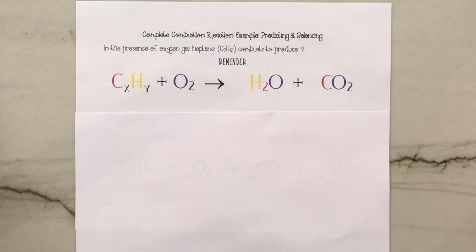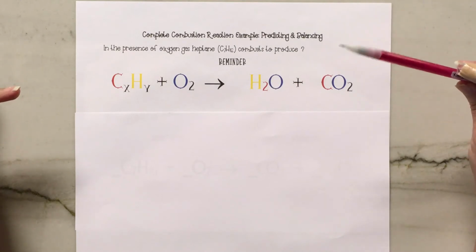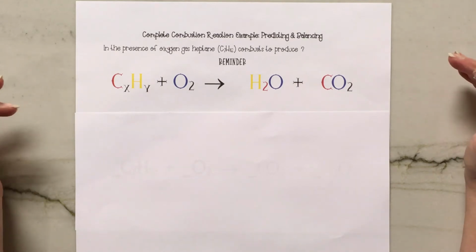So today I'm going to show you a very fast and easy way to balance combustion reactions. Note this is complete combustion. And if you do not know how to identify this particular reaction as a combustion reaction, then you might want to check out my video on the different types of chemical reactions, and it will help you classify these.